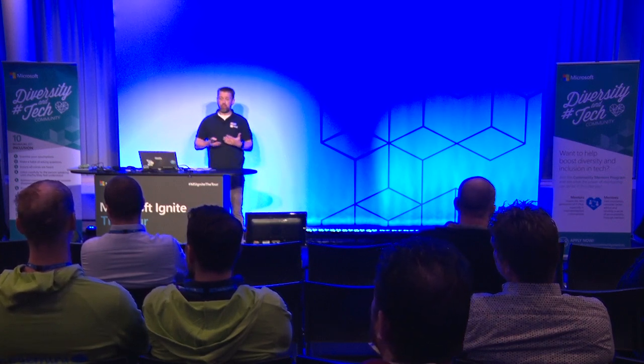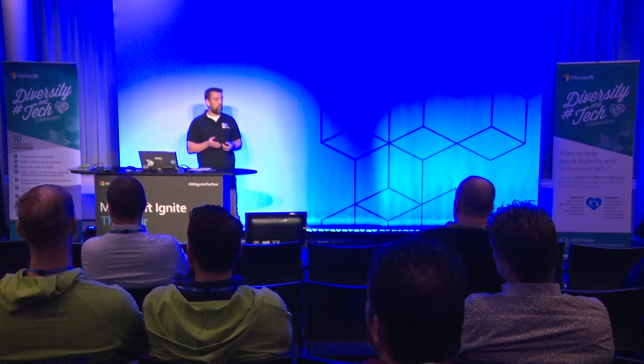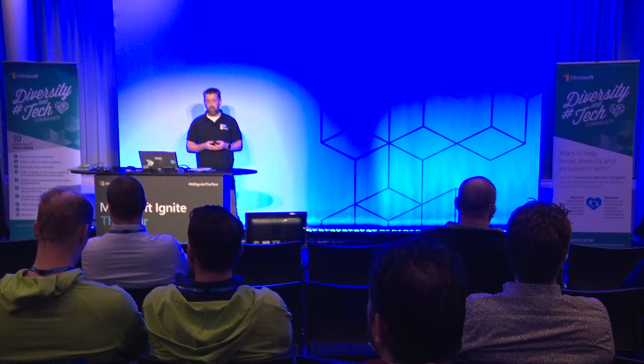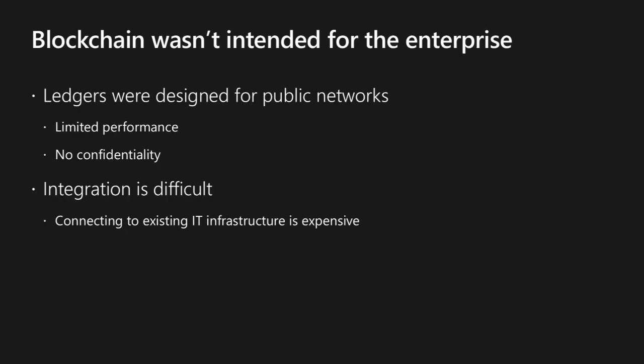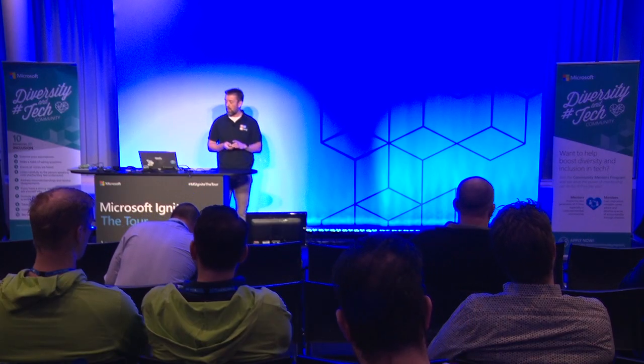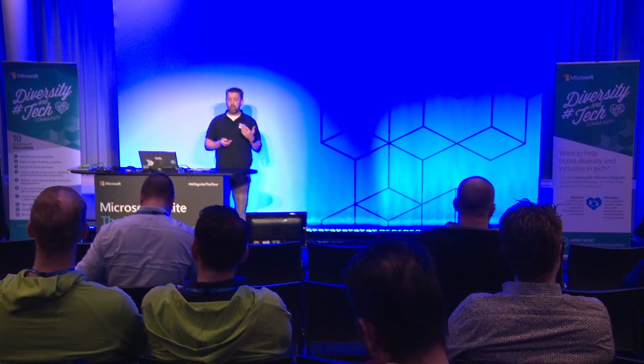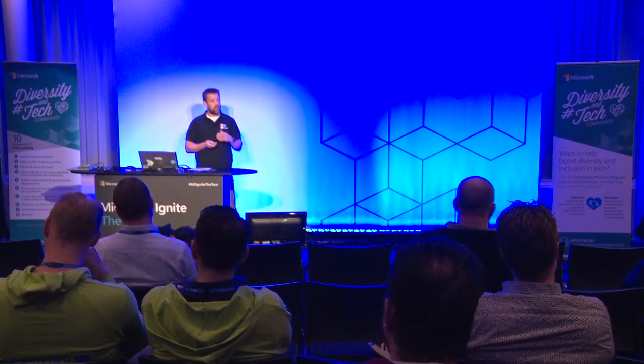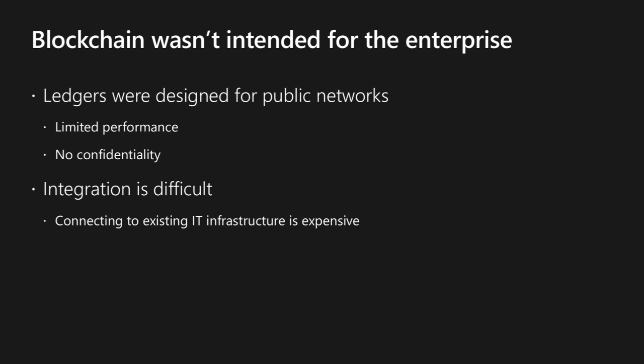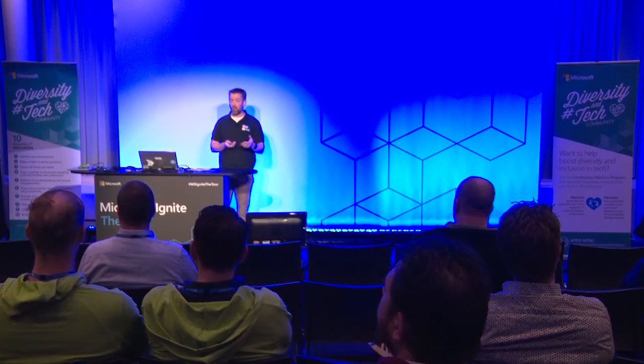But there's a bit of a problem with the blockchain, the way it was designed and conceived about a decade ago, because they were designed to be used on public networks. The Bitcoin network, the Ethereum network, all of those networks are public. Everybody can see them. Everybody can join the network if they want to. As a result, the network has limited performance, and there's little confidentiality. Everything is transparent on the blockchain. Everyone can see what's going on on the blockchain.